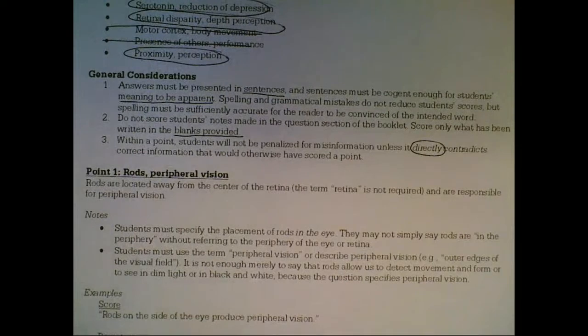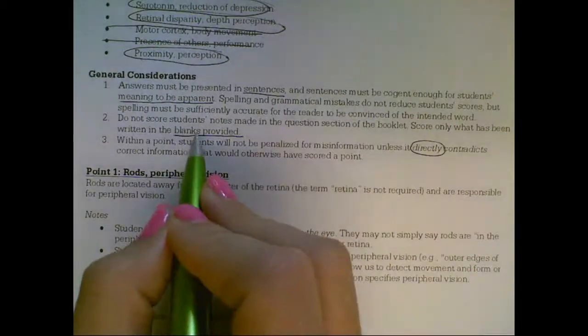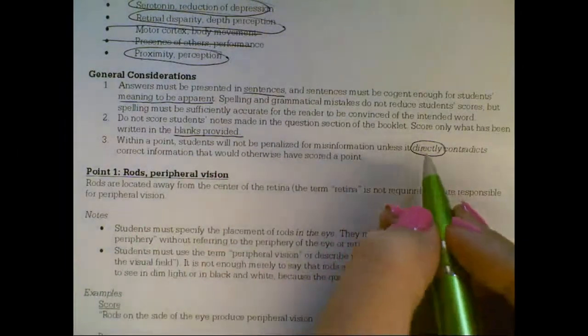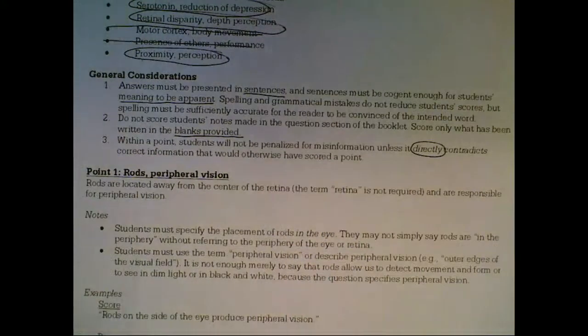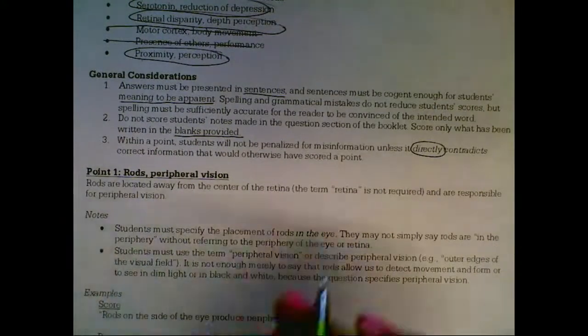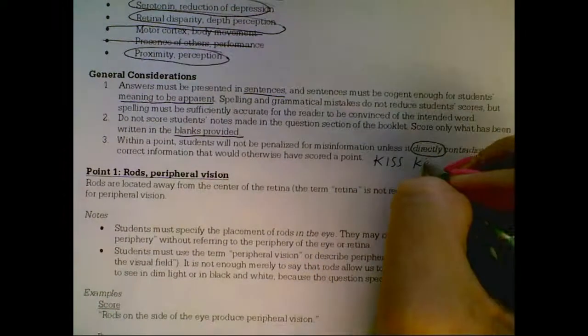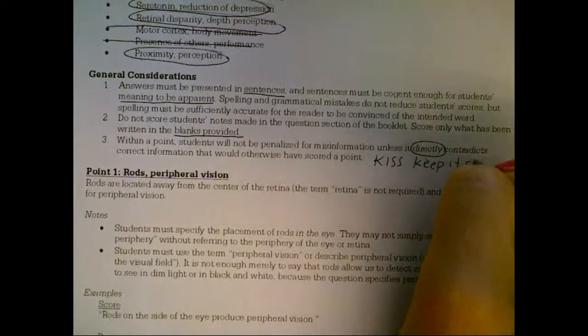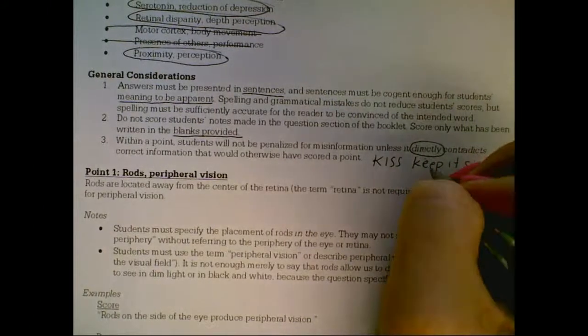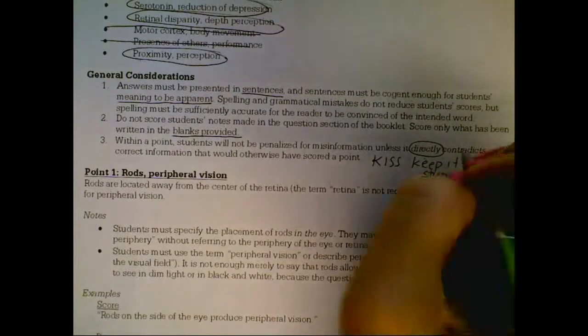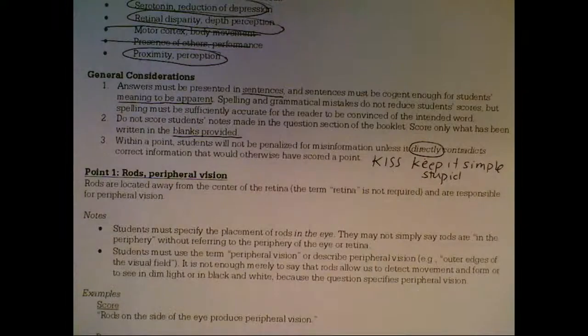So, when I want you guys to write, I want you to write in sentences. You need to make sure that you're addressing the prompt. You need to write in the blanks provided, not in the question. And you can put a ton of information, but don't ever directly contradict yourself. Remember, we also talked about KISS. Keep it simple, stupid. All right, so dumb it down to the point where someone who didn't know would be able to read it, and keep it simple. All right, so let's look at rods versus peripheral.